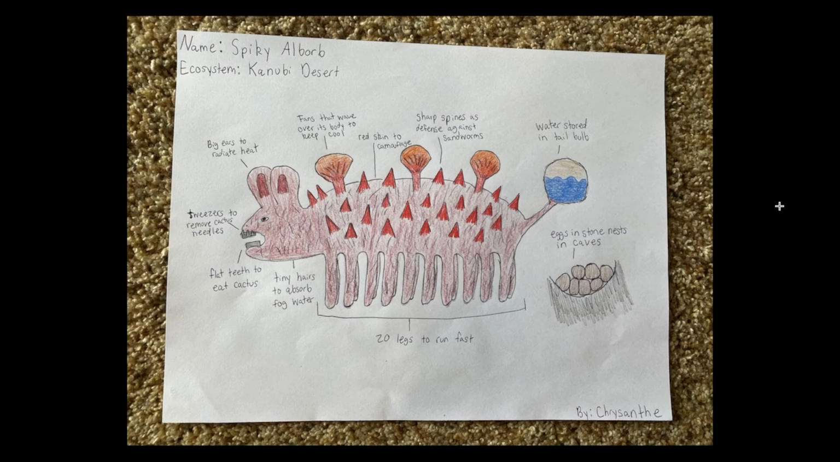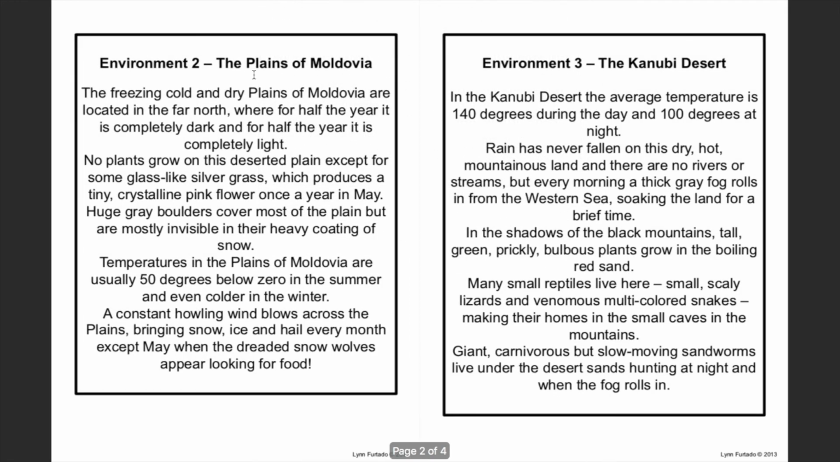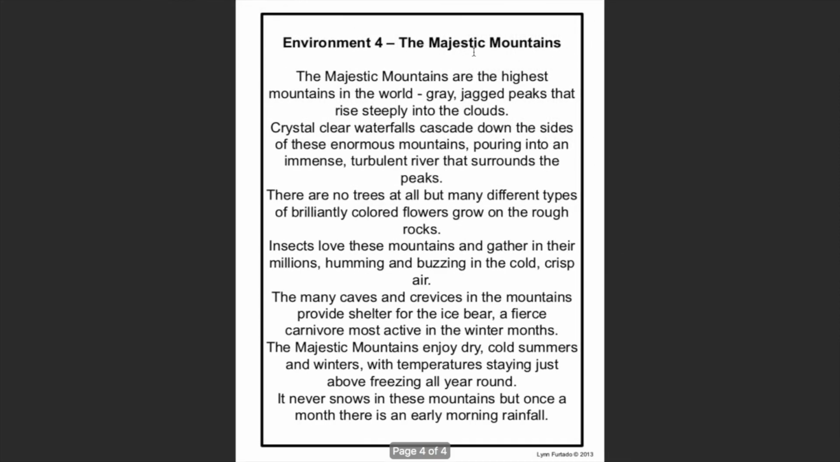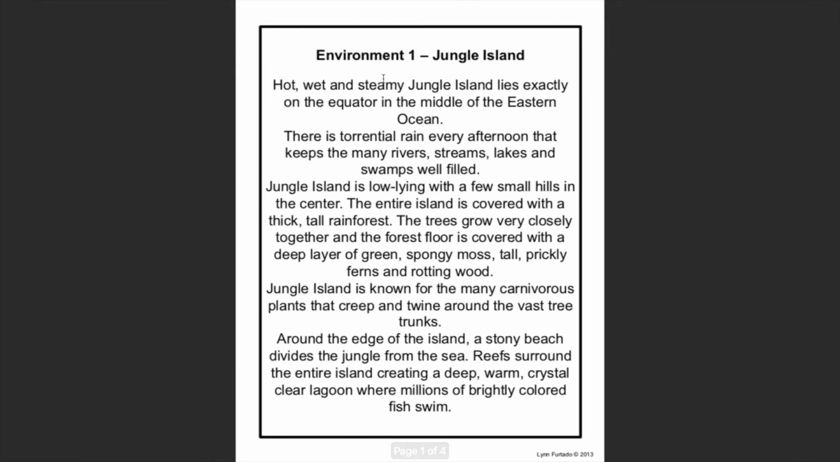Now that I've finished doing our example, you can do the same thing that I did with one of the other environments. You could choose to do yours on Jungle Island, the plains of Moldova, or the majestic mountains. I already did the Canoe Desert, but you can pick one of these other three. You can read through it once without stopping, like we did in our close reading example, and then go back and highlight some important information that you will need to fill out your information section.